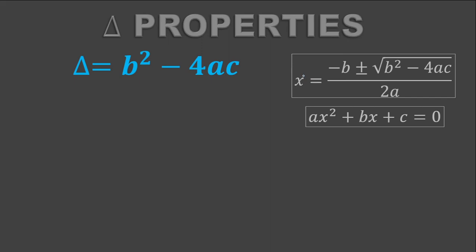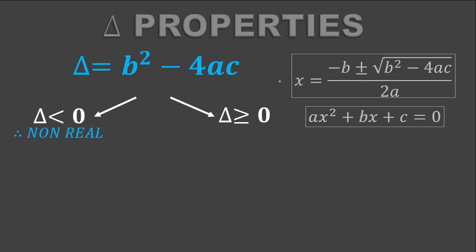So the discriminant can be one of two: it can either be less than 0, or it can be greater than or equal to 0. When the discriminant is less than 0, after substituting in the a, b, and c values, if it comes out as a negative value, that means you'll have a negative value in a square root. And we know that a negative value in a square root is non-real. So then your roots will be non-real. Otherwise, if it's just 0 or greater than 0, it obviously will be real.